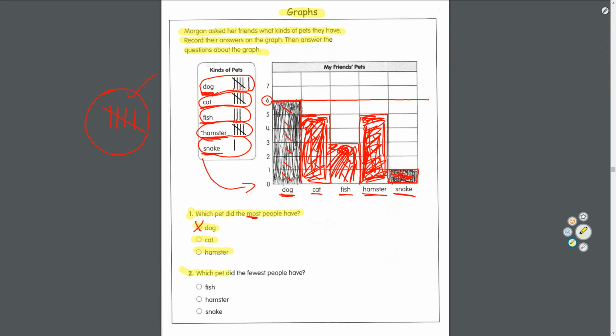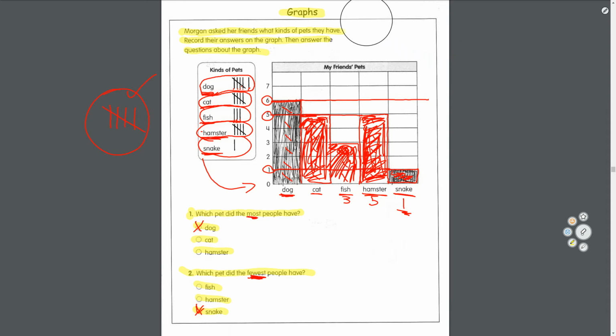Number 2, which pet did the fewest people have? That's the key word, fewest, the smallest number. Is it going to be fish, hamster, or snake? Well, let's see. We know a fish has 3, a hamster has 5, and snake 1. So what's the smallest number? 1. So snake. Let's put an X, because only one person had it, so it's the fewest, the lowest.